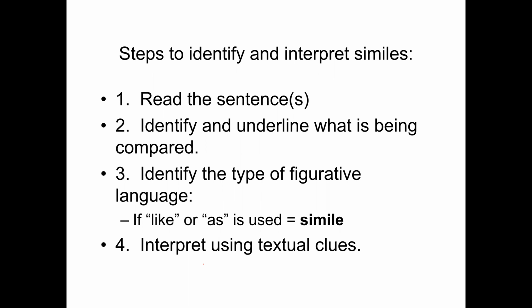All right. So the first step, read the sentence. Number two, identify what is being compared. Then look at the type of figurative language and then use context clues. Aranique Forbes, can you read the steps to identifying and interpreting similes, please? Read the sentence. Identify and underline what is being compared. Identify the type of figurative language. If like or as is used, simile. Interpret using textual clues. Very good.